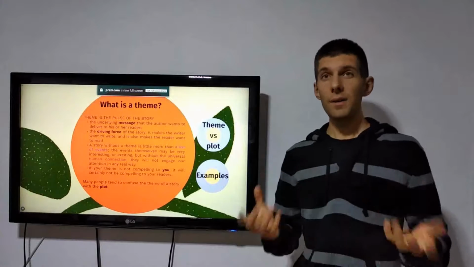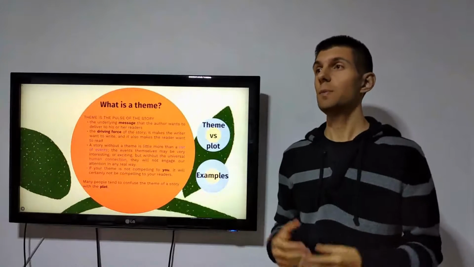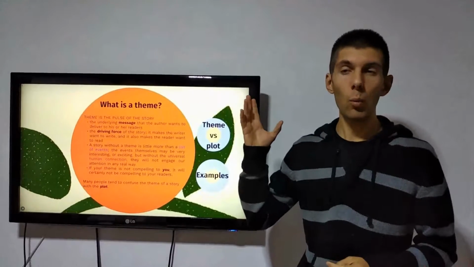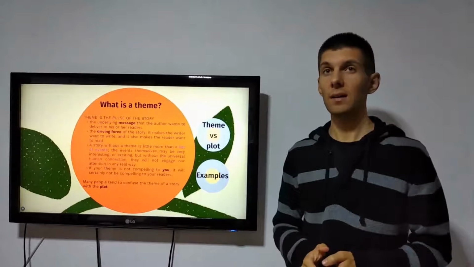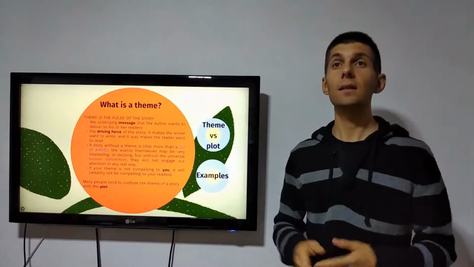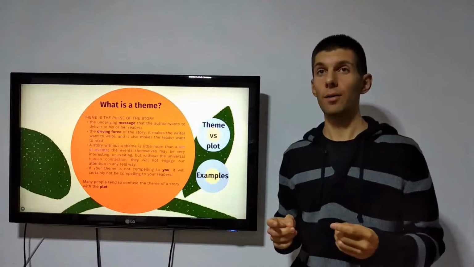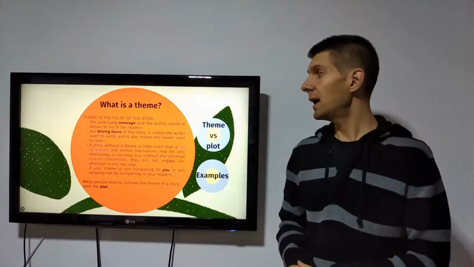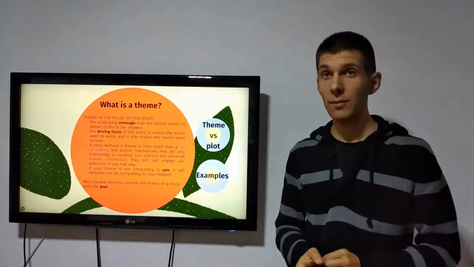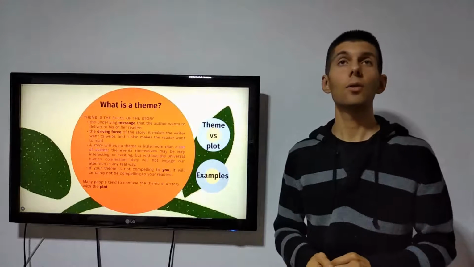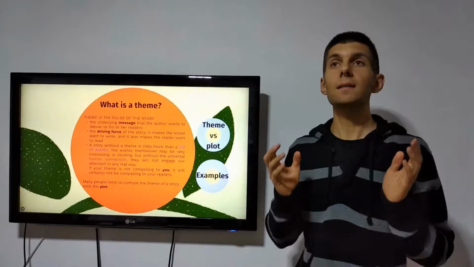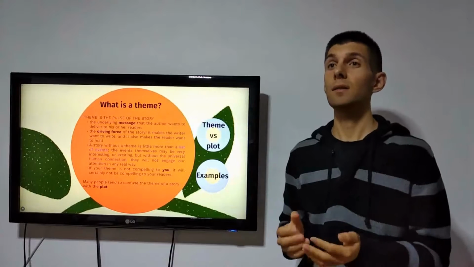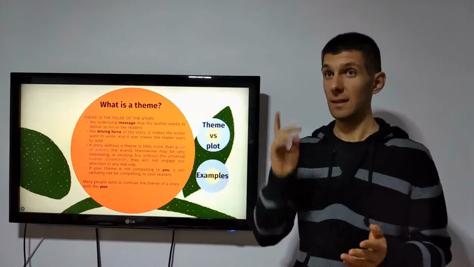A theme is the pulse of the story, which means that basically it gives life to the story. Why is the theme like a pulse of the story? Because it delivers the message that the author wants to deliver to the readers, and it's also the driving force behind the story. This theme makes the writer want to write, and it also makes the readers want to read the story. And this is very important.